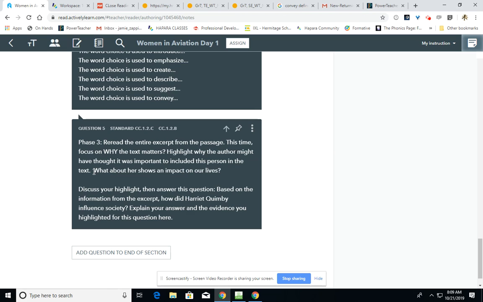Why did they include her? What about her shows an impact on our lives? So highlight a statement from that section that you think shows a clear impact on our lives. After you discuss what you've highlighted, I want you to explain how Harriet Quimby influenced society. So answer that question. How did Harriet Quimby influence society based on the section that we're given? Please make sure you do, in fact, provide text evidence for this piece.